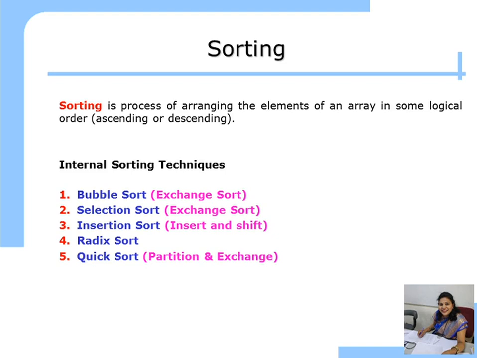Bubble and selection sort, also known as exchange sorts, have more time complexity. Insertion sort, as compared to bubble and selection sort, has less time complexity as it is not based on swapping, it is based on insert and shift operations. So the number of operations is reduced in insertion sort. But though insertion sort is faster than bubble and selection, it is not efficient for large size arrays. So for large size arrays, we are going to learn radix sort and quick sort. In this video lecture, I am going to explain radix sort.